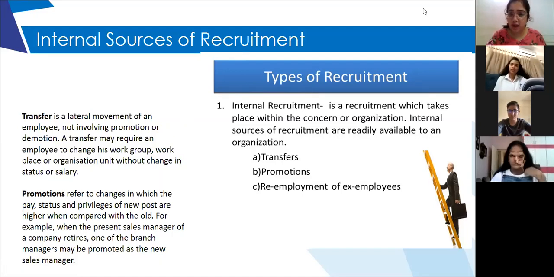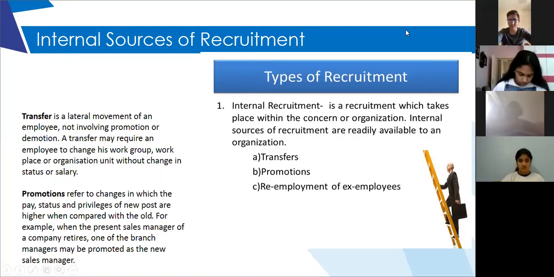Anyone can try at least. Avni, what is common in both these two cases? Zara, in transfer and promotion, what is common? No one can answer.